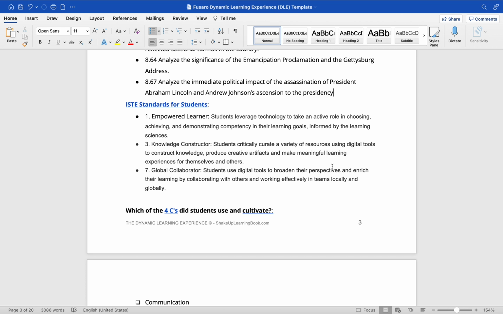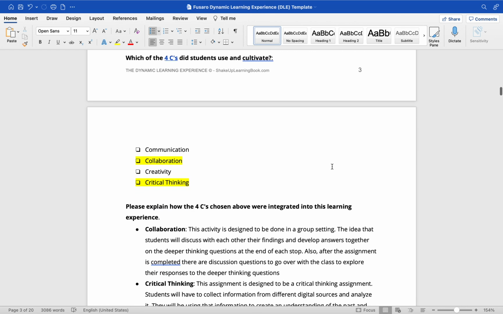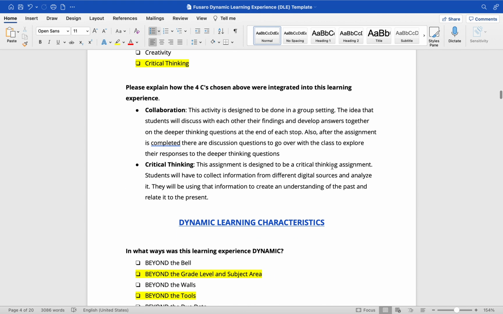And so they're really taking that time to use their tools, broaden their perspectives, and discuss it with each other. As far as the 4 C's, we do collaboration and critical thinking in this one. So again, collaboration, the idea is that they're going to get together and they're going to talk about it and deepen their questions. So each stop, the questions are divided into 2 sections.